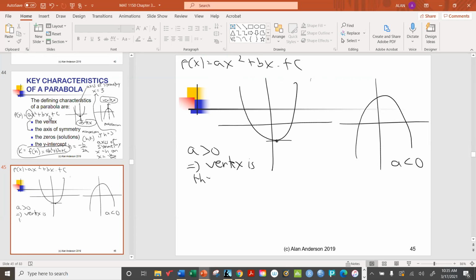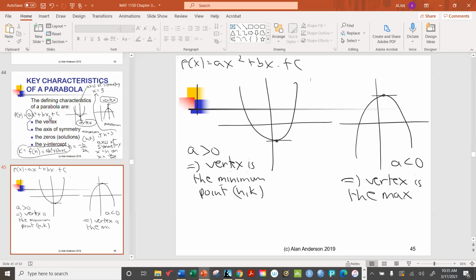or is the minimum point, h comma k. And over here, that guarantees that the vertex is the maximum point, and it's still called h comma k. It's like two mountains. Here we're at the bottom of the valley, I guess, and here we're at the top of the mountain. That's how you can think about it.